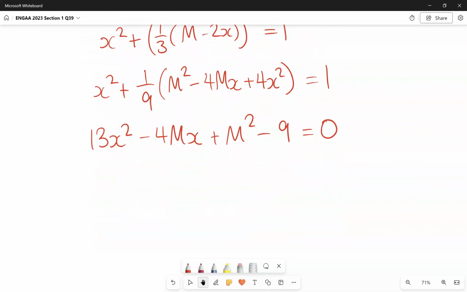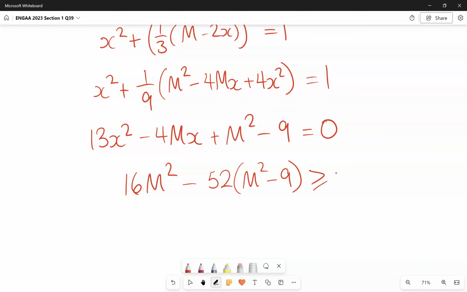And now we know for this to have a solution, the discriminant must be greater than or equal to 0. So we have b squared, which is 16m squared, minus 4 times 13, which is 52, times m squared minus 9, must be greater than or equal to 0. Rearranging this, 52 and 16, we get minus 36. So we get 36m squared on here. And then we have 52 times 9. Remembering not to really multiply stuff, because if you can see cancellations later, this can help.